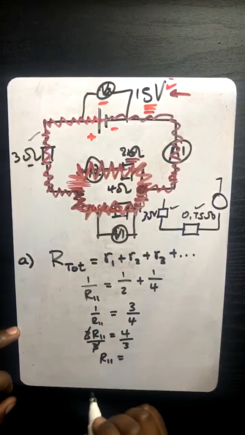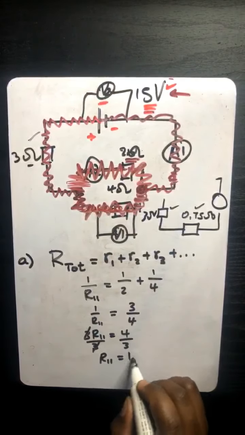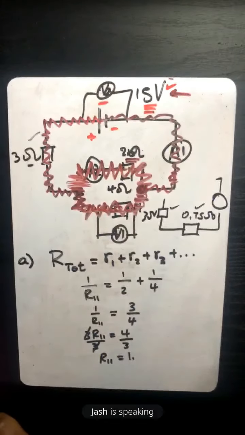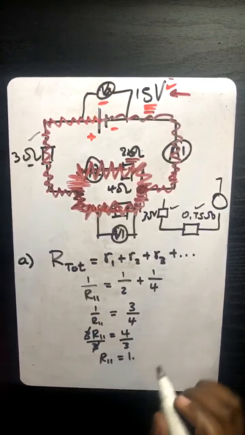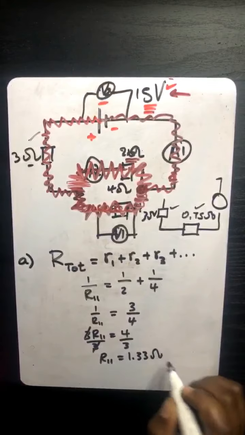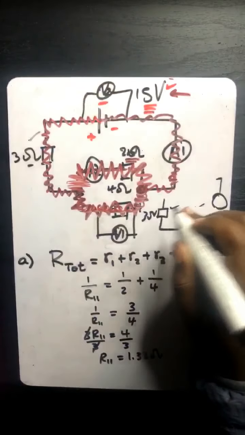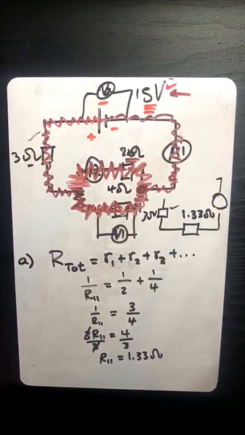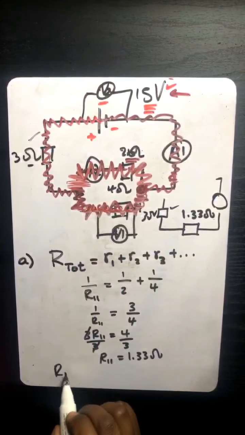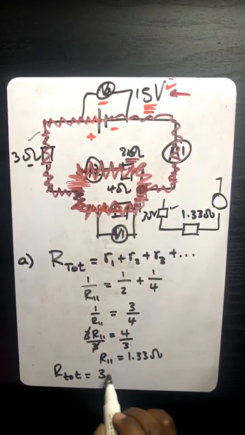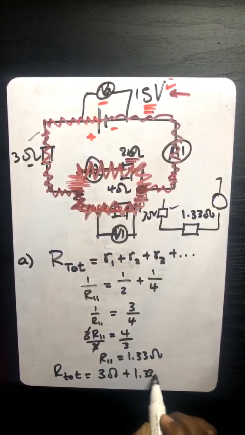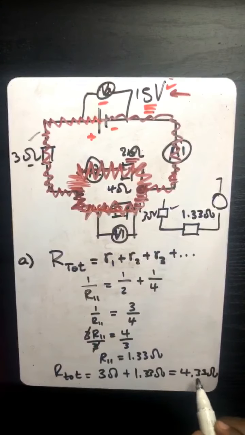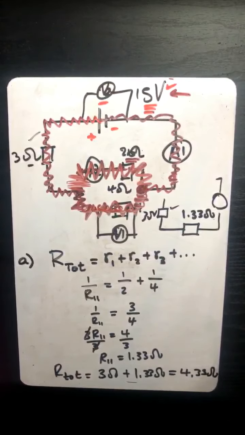What is that? It's 1 comma something. Then you are having 1,33 ohms. This is now the resistance of the parallel connection, 1,33 ohms. Then you can therefore say R total is equal to 3 ohms plus 1,33 ohms, which is equal to 4,33 ohms. That is how you calculate the effective resistance or R total.